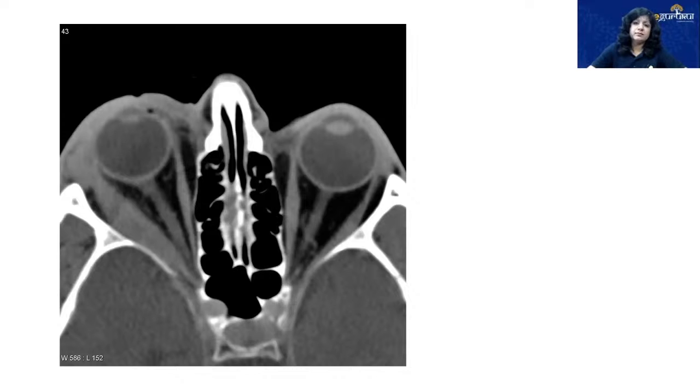From the imaging aspect, this is one of the most useful criteria to differentiate a thyroid ophthalmopathy from an orbital pseudotumor. Obviously, once you're looking at a complete clinical scenario, you have to pay attention to the rest of the things that have been mentioned in the question. Okay, over to you, Dr.